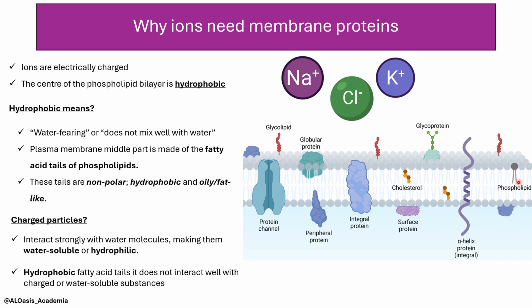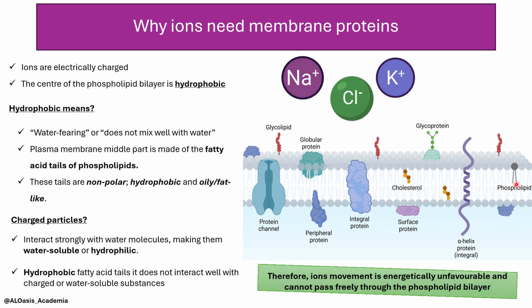So that's why the existence of these fatty acid tails is very important for making the cell membrane, as we described before, selectively permeable. It doesn't allow everything to move freely across the membrane. So remember, since the fatty acid tails are hydrophobic and will not allow the ions to enter or move freely across the membrane, therefore ion movement is energetically unfavorable. What does it mean, energetically unfavorable?